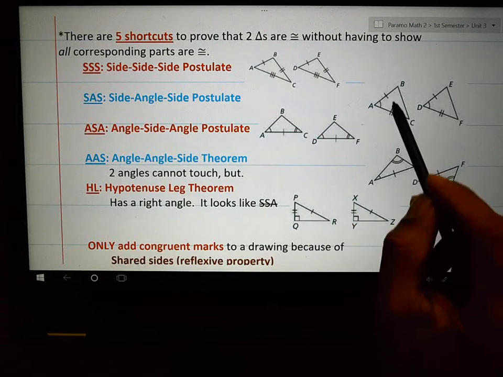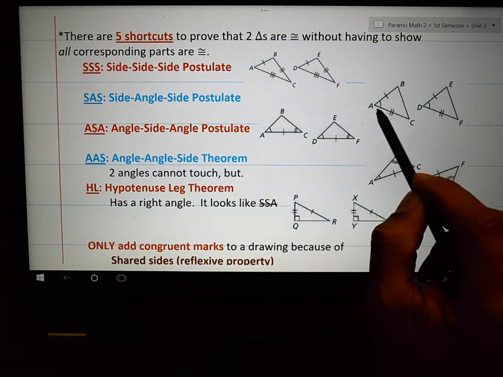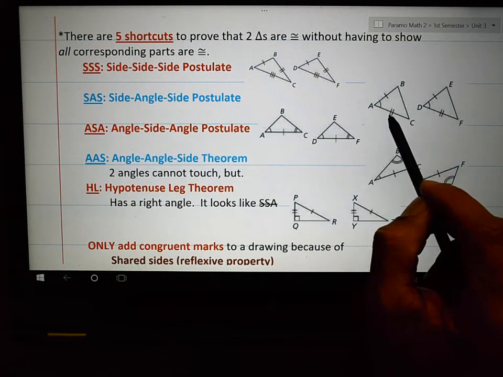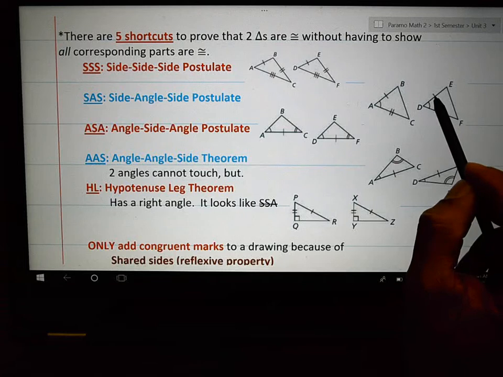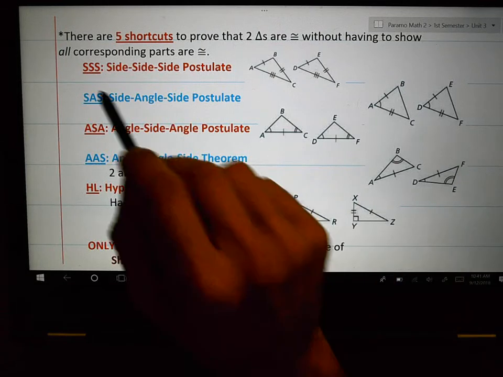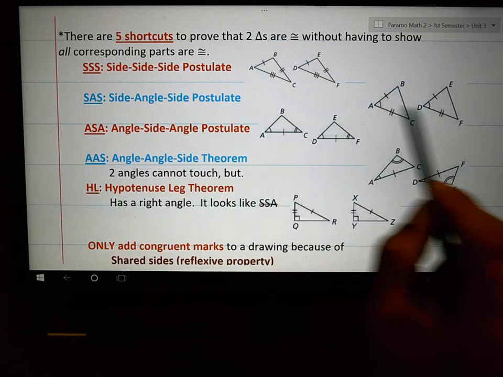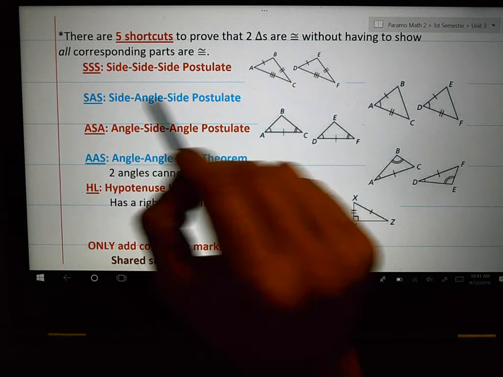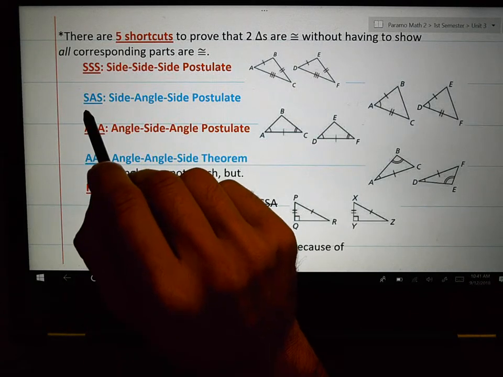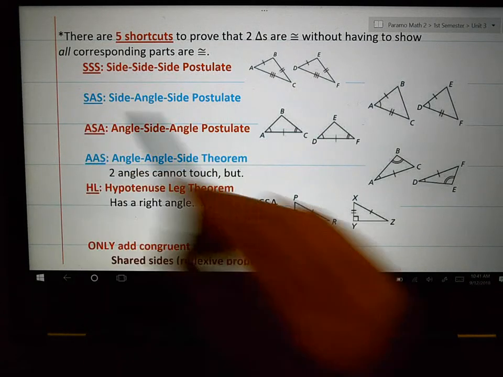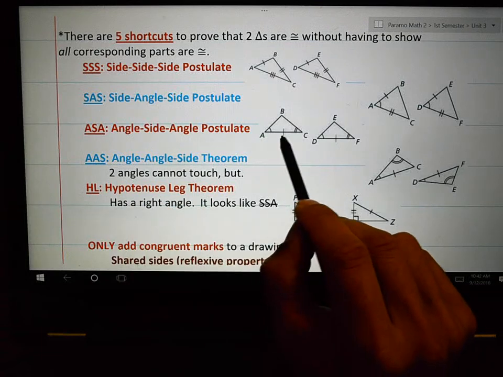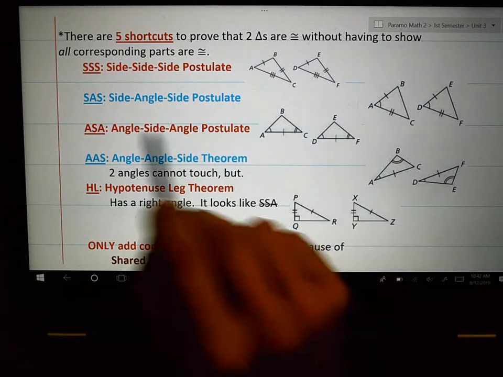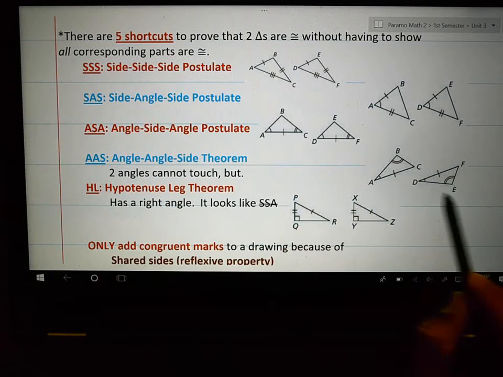If you have a side touching an angle touching a side that is congruent to a side touching an angle touching a side, then you can say the 2 things are congruent by the SAS postulate. You can abbreviate that to SAS. And so on. Angle, side, angle. Angle, side, angle. That's how I know these 2 are congruent.